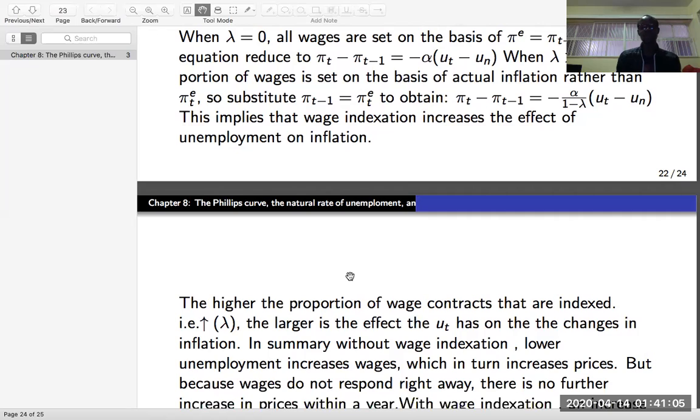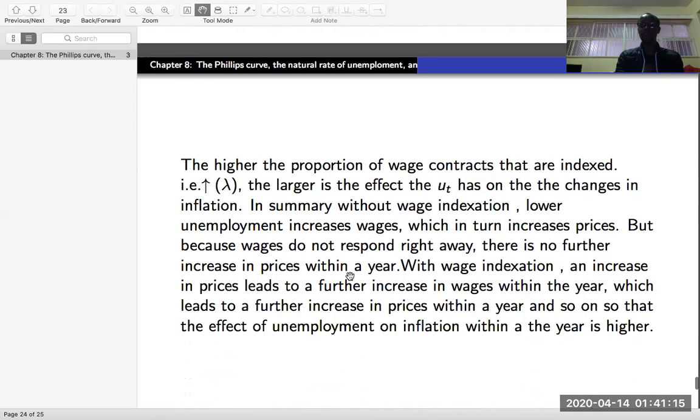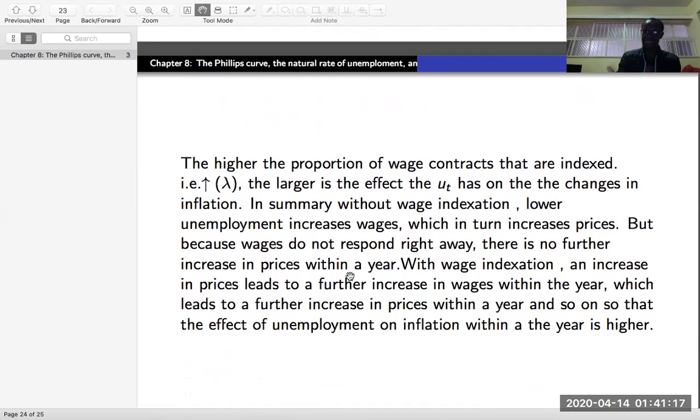In summary, without wage indexation, lower unemployment increases wages, which in turn increases prices. But because wages do not respond right away, there is no further increase in price within a year. While with wage indexation, an increase in price leads to a further increase in wages within a year, which leads to a further increase in price within a year, and so on and so on. The effect of unemployment on inflation within a year is high.